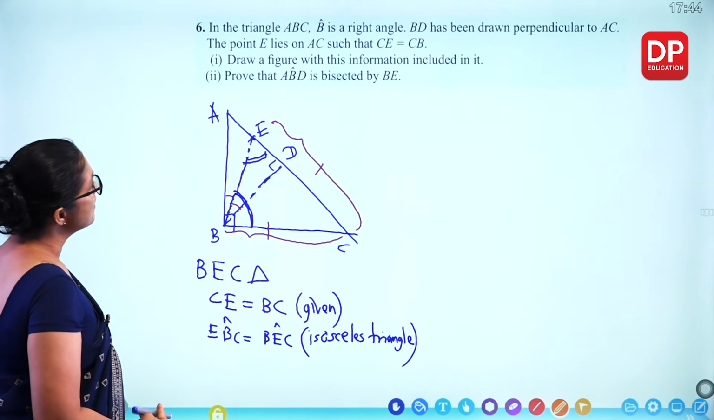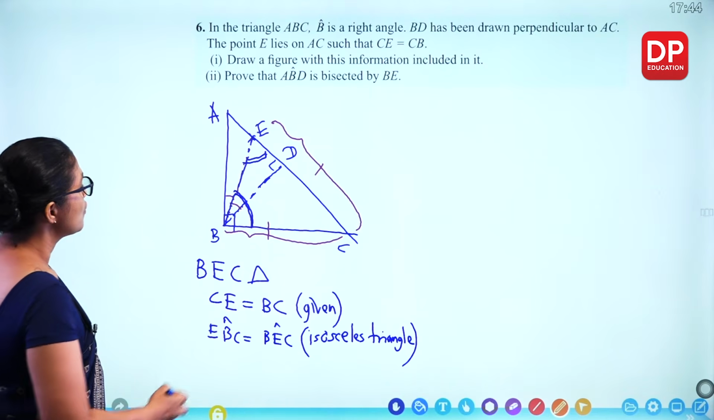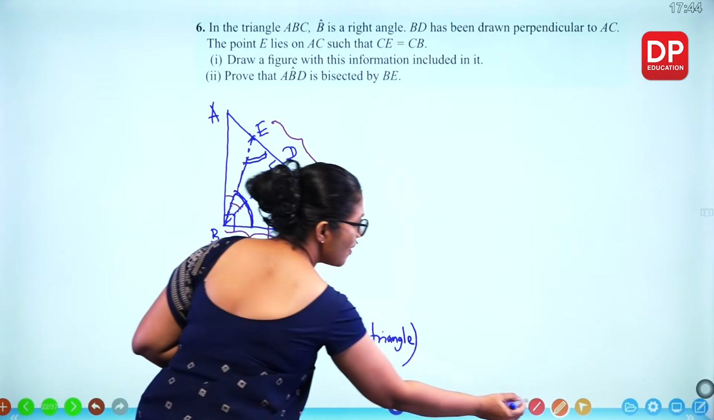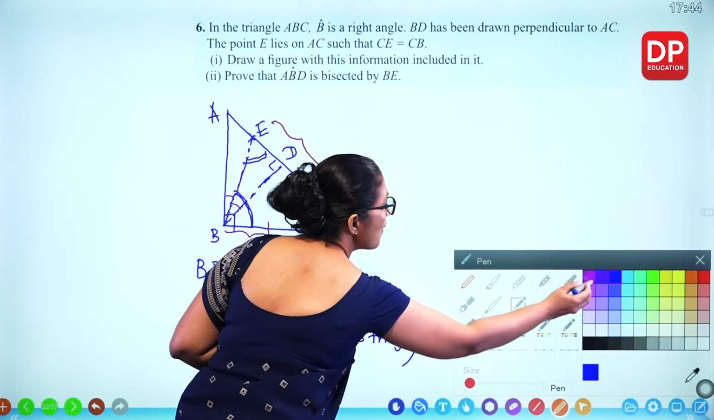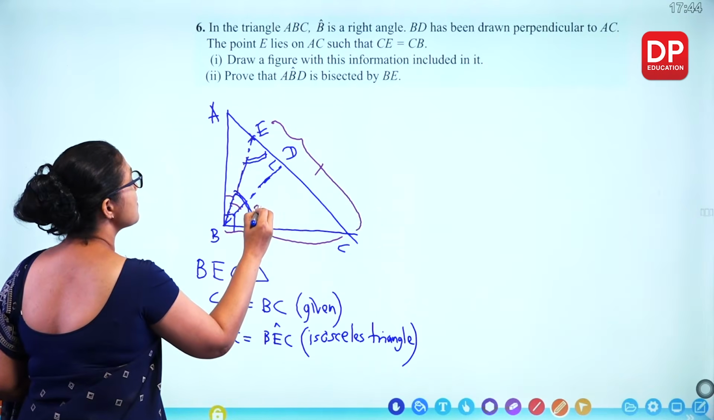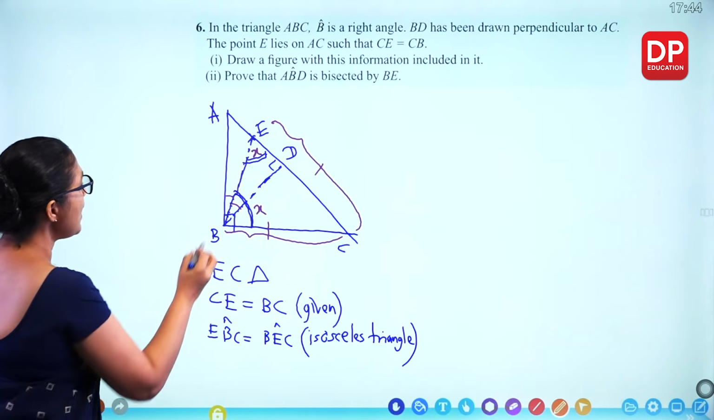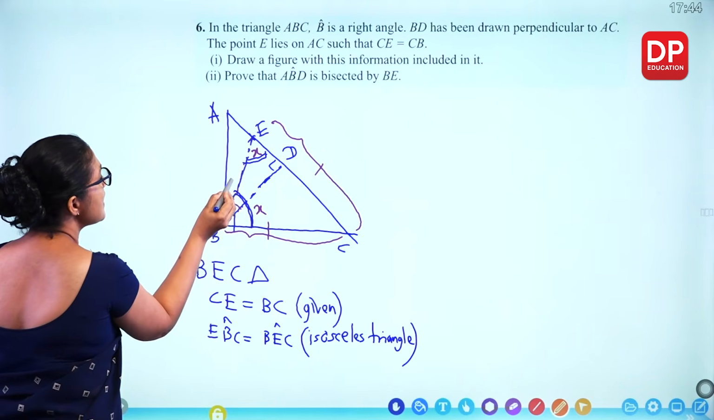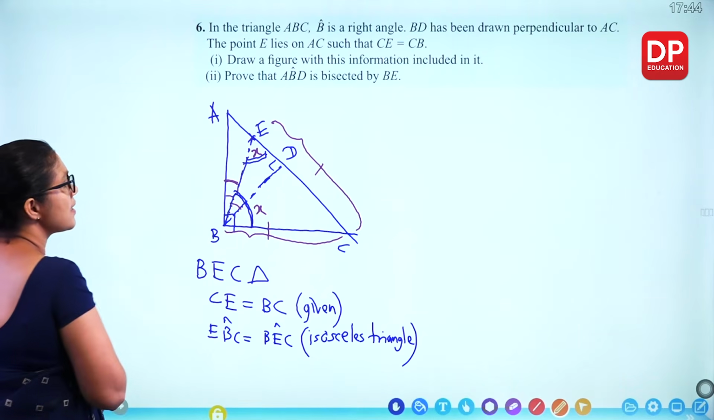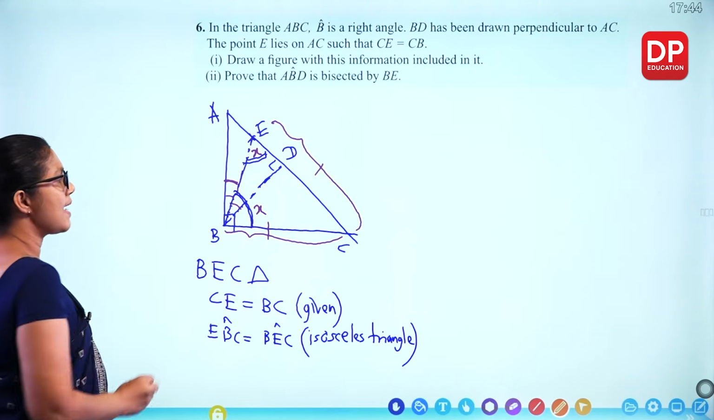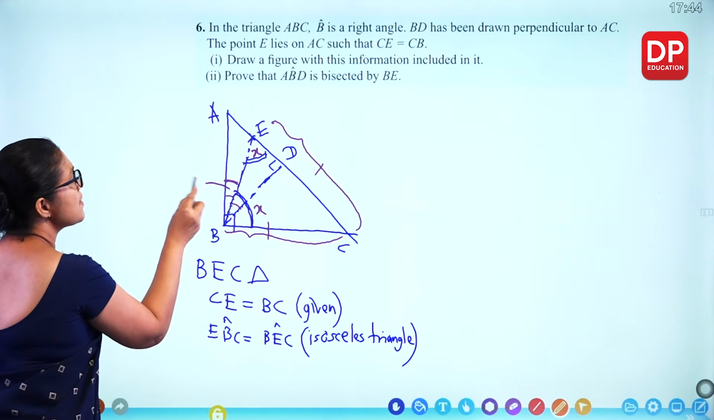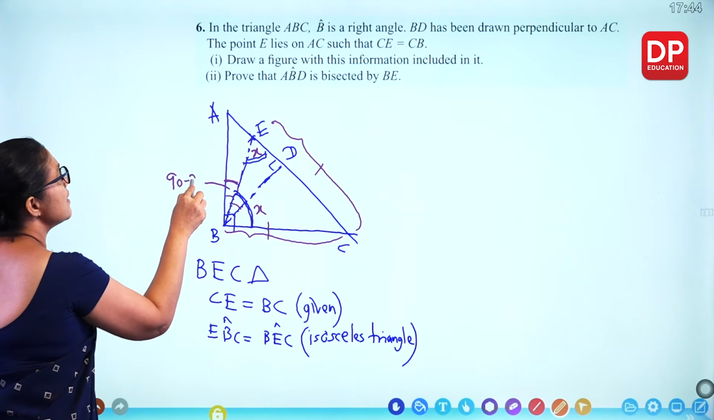Now, what's the other information given? So we'll put X as this. So this is also X. Now, if this is X, what is this angle? What is this part? We know B angle is 90. So this becomes 90 minus X.